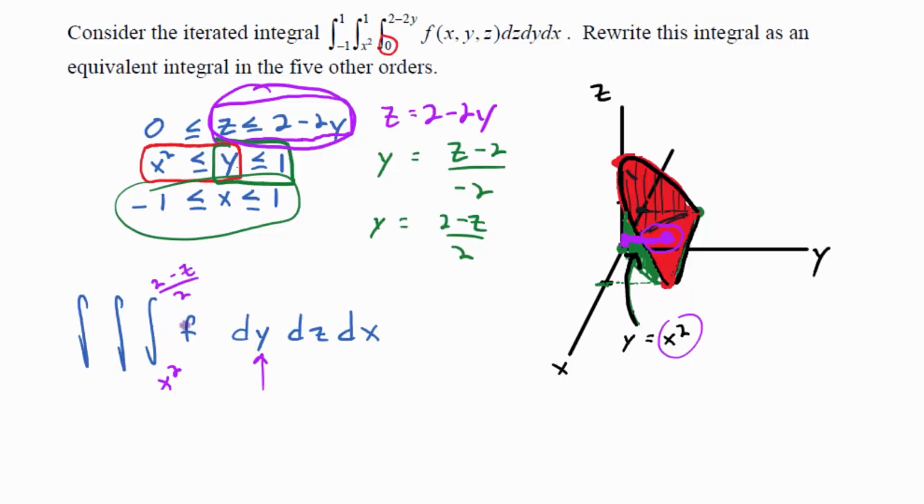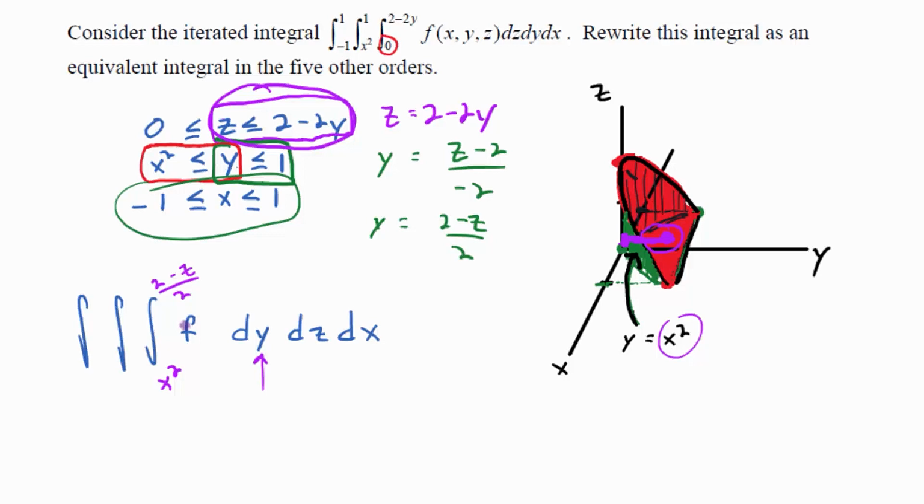So we've got our inner limits of integration. That's one of the hard parts. Does everybody see that? Okay, now we need to figure out the middle limits of integration on z. Now, how do we do that? How do we get both sets of the other limits of integration, the middle limits and the outer limits?